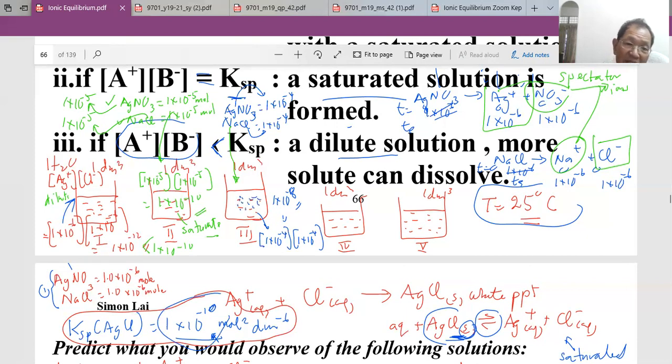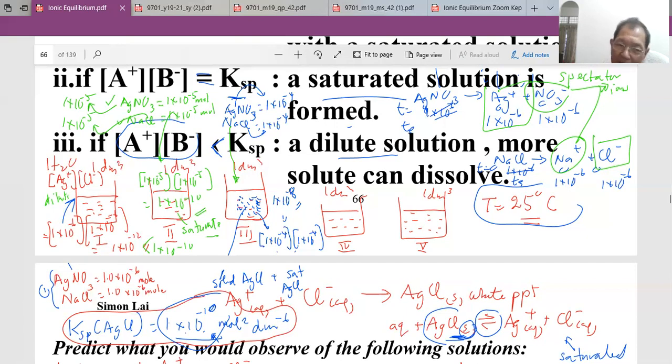You will find the thing precipitate, until the concentration of this one here will be equal to my 1 times 10 to the power of minus 10. That means it will form a saturated solution and solid. So I get solid silver chloride plus a saturated solution of silver chloride. Is that clear? See now? That's how Ksp works. That's how Ksp helps you.